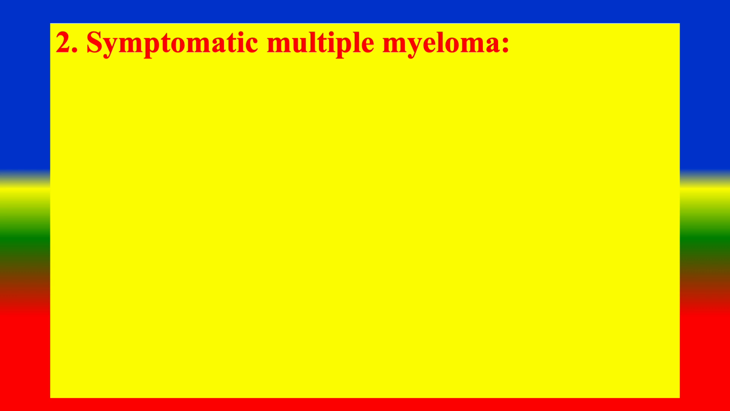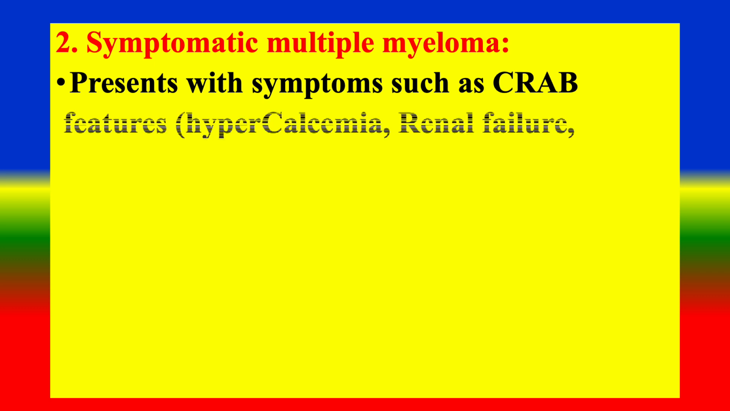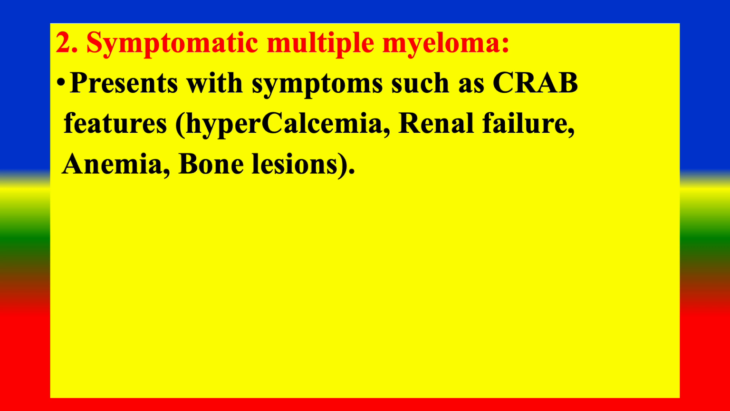2. Symptomatic multiple myeloma. Presents with symptoms such as CRAB features: hypercalcemia, renal failure, anemia, and bone lesions.